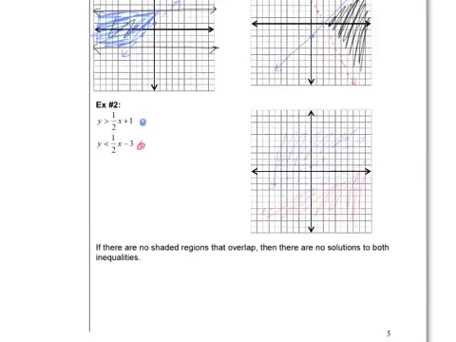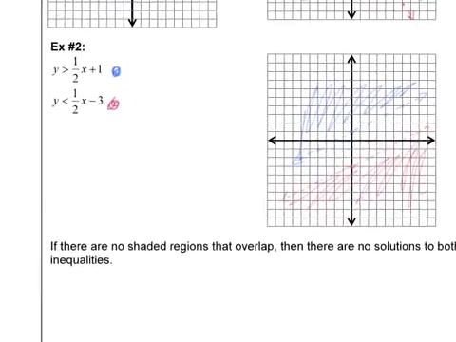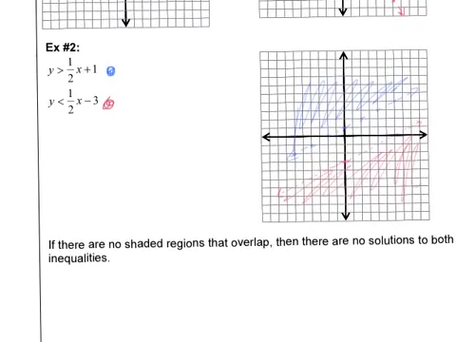So whenever you have a system of inequalities where there's no overlap, that means that there is no solution. It says that. In fact, it says that down here. If there are no shaded regions that overlap, then there are no solutions to both inequalities. That's what we're looking for, solutions to both inequalities. We have either or, but we don't have any that are for both. Alright, let's go to the next page.